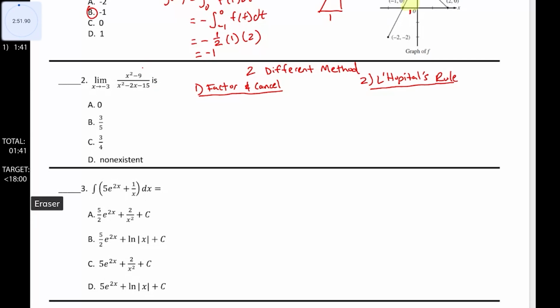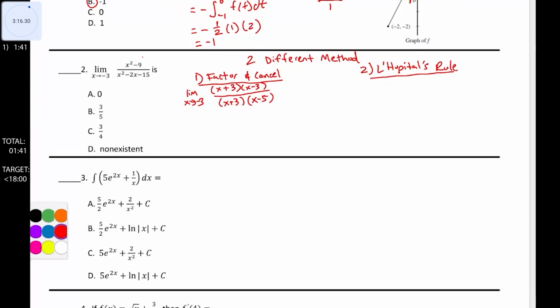So let's go through the factor and cancel technique. The limit as x approaches -3. The numerator is a difference of two squares and can be factored as x plus 3 times x minus 3. The denominator can be factored as x plus 3 times x minus 5. Notice here that we have x plus 3 in both the numerator and the denominator.